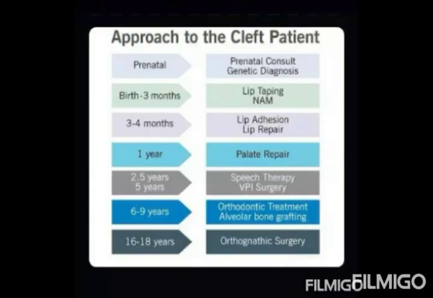This flow chart is very important: the approach to the cleft patient. Prenatal consult and genetic diagnosis are made. After birth, at 3 months, lip taping, that is NAM, is given. At 3 to 4 months, lip adhesion and lip repair surgery is done, and at 1 year palatal repair. At 2.5 years and 5 years, speech therapy and VPI surgery. At 6 to 9 years, orthodontic treatment and alveolar bone grafting are done, and at 16 to 18 years orthognathic surgery needs to be done. So this is the flow chart for the cleft patient. We have to remember that cleft lip surgery is done at 3 months and cleft palate surgery is done at 18 months.